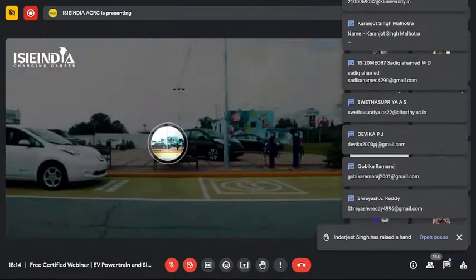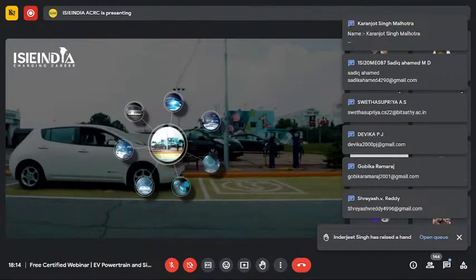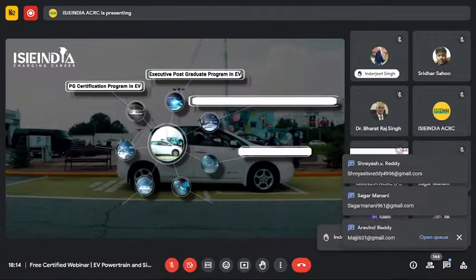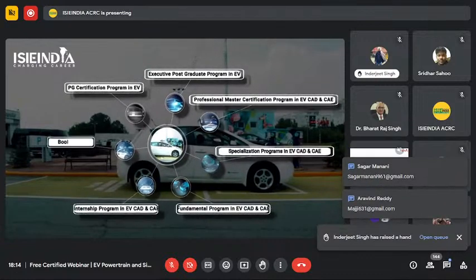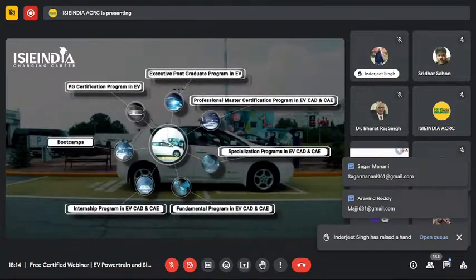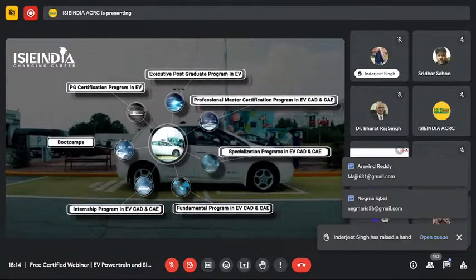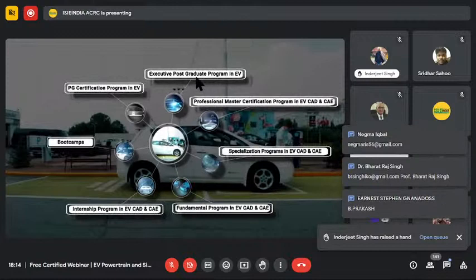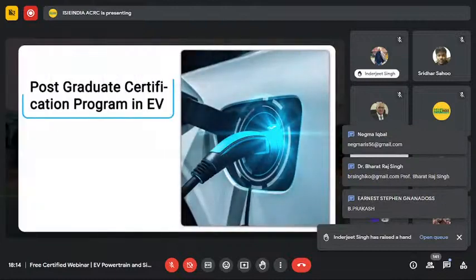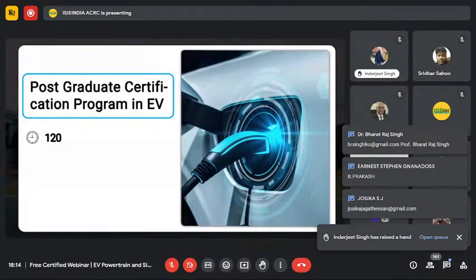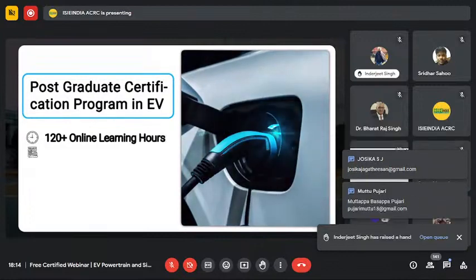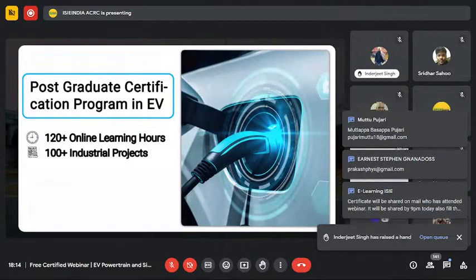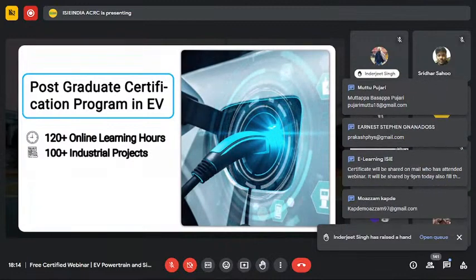We have a range of courses in electric vehicle, computer-aided design and engineering, including postgraduate certification and executive PG program in EV, professional master certification program, specialization programs, fundamental programs, and internship in EV CAD and CAE. Our postgraduate certification program in EV is specially designed for students with 120 plus online learning hours, 100 plus hours of industrial projects and internship, to give exposure to various computational tools for hybrid electric vehicle applications.